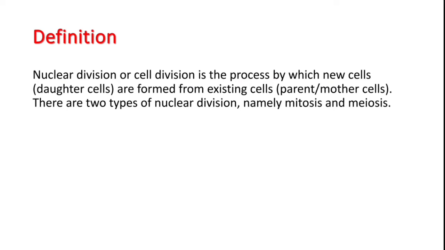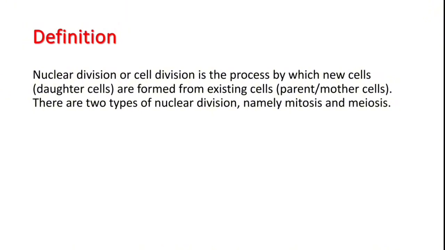Otherwise, cell division is a process by which new cells are formed from already existing cells. The new cells that are formed are known as daughter cells, and the cells that are dividing to form the new cells are known as parent cells or mother cells. Okay, that's the definition of nuclear division or cell division. Now, there are two types of nuclear division, namely mitosis and meiosis.